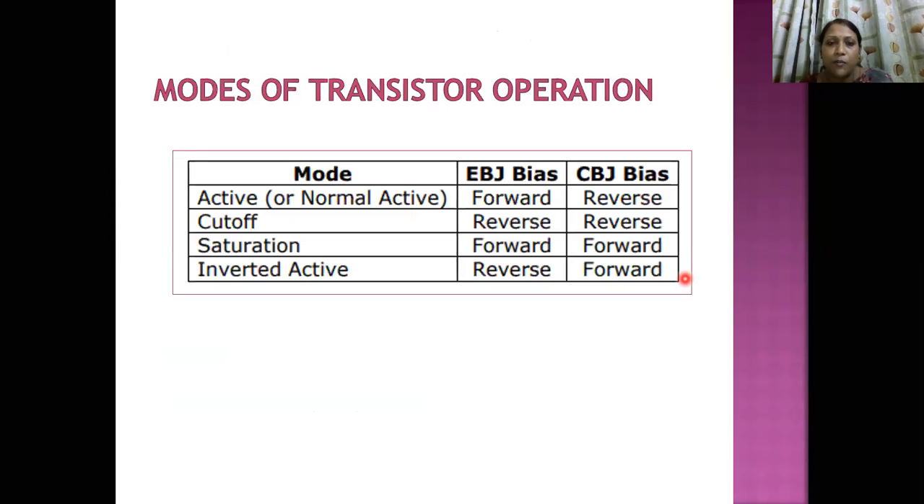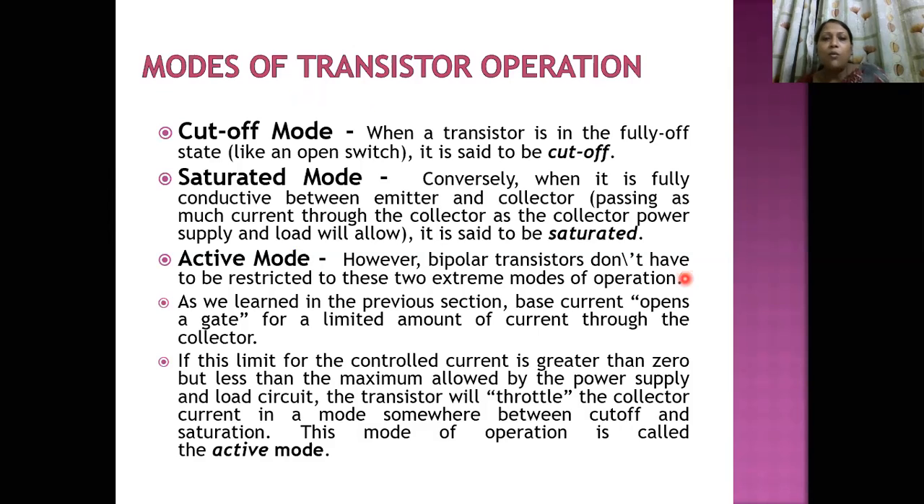So these are the modes of operation. When the emitter-base junction is forward biased and the collector-base junction is reverse biased, this is the normal active mode. The transistor operates in the active region. But when both the junctions are reverse biased, this is cutoff mode. When both junctions are forward biased, this is saturation mode. When the emitter-base junction is reverse biased but the collector-base junction is forward biased, this is inverted mode. This is again mentioned in this slide.